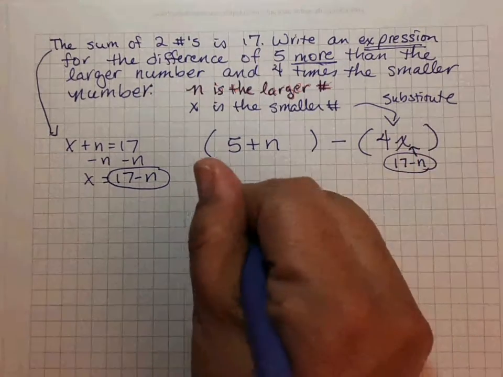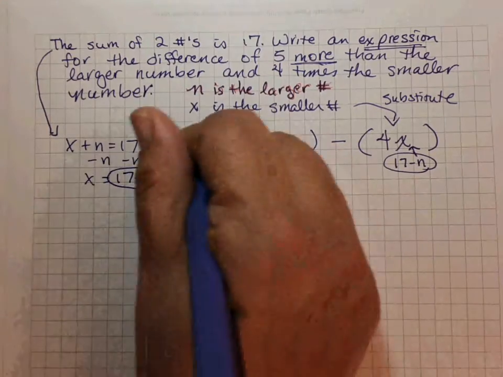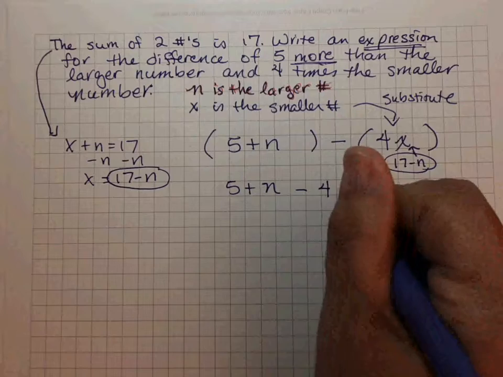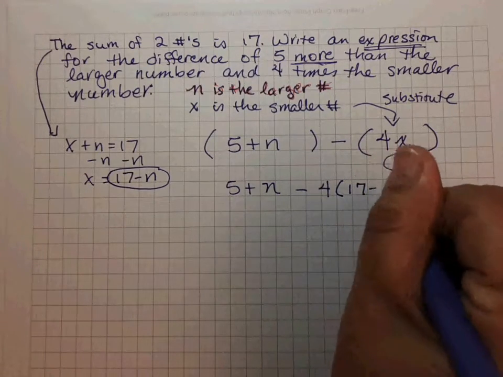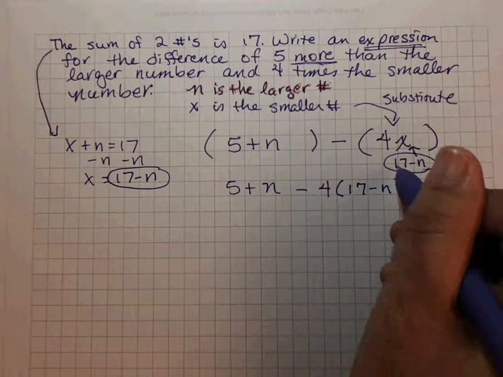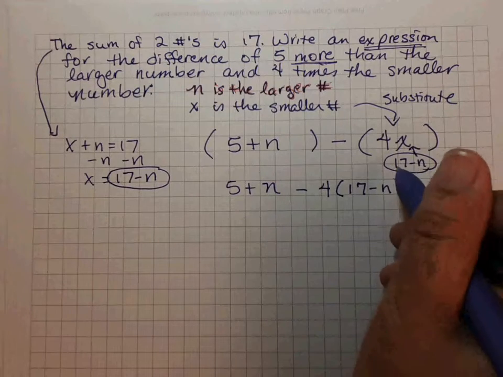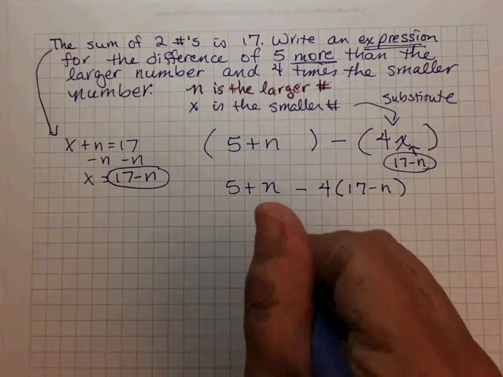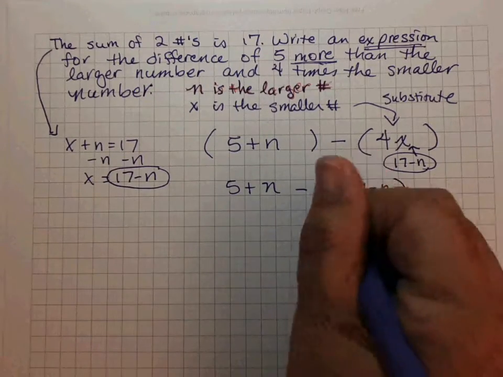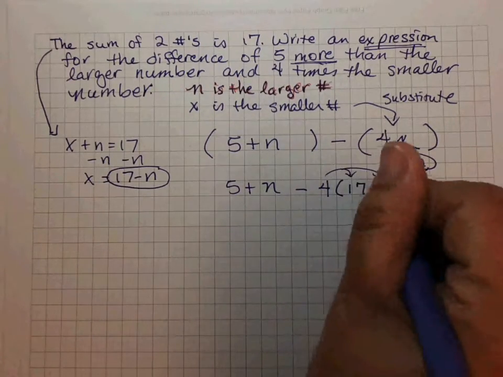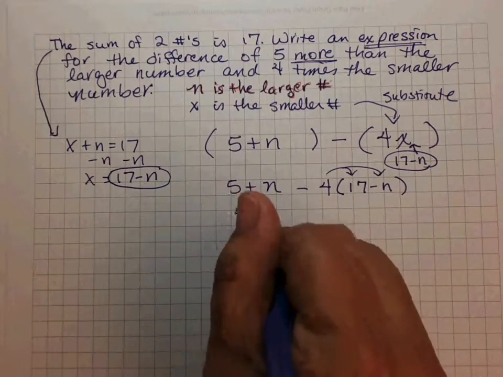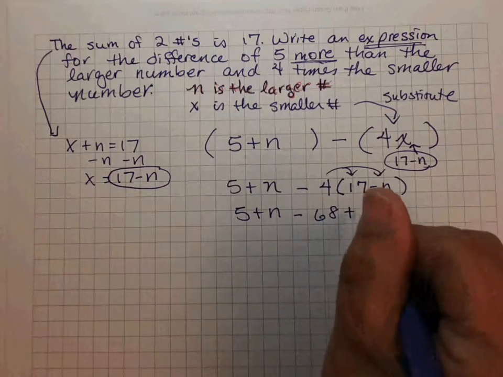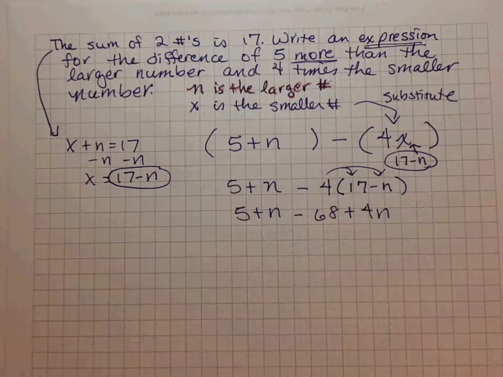So I can say 5 plus n. I think it's okay to take those parentheses off. Minus 4. I'm actually going to need parentheses around this 17 minus n, because x is not just 17. It doesn't mean I have only 4 17s. I have 4 17s and 4 negative n's. Next is to distribute, and remember, don't forget that sign there. That's incredibly important. So I'm going to have 5 plus n minus 68 plus 4n.